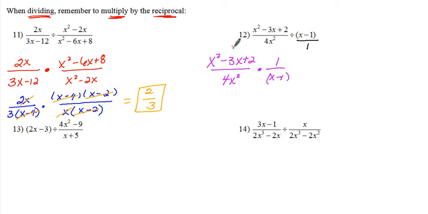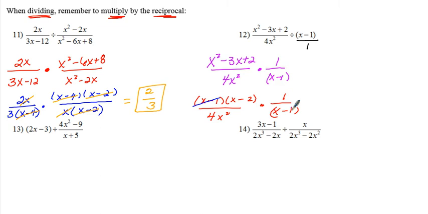Now let's factor and cancel. What multiplies to positive 2 and adds to negative 3? Some version of 2 and 1 clearly, and it looks like both of them need to be negative. Nothing to be factored on the bottom there, nothing to be factored here, and nothing to be factored here. So that was fairly quick. Now let's do our cancel.